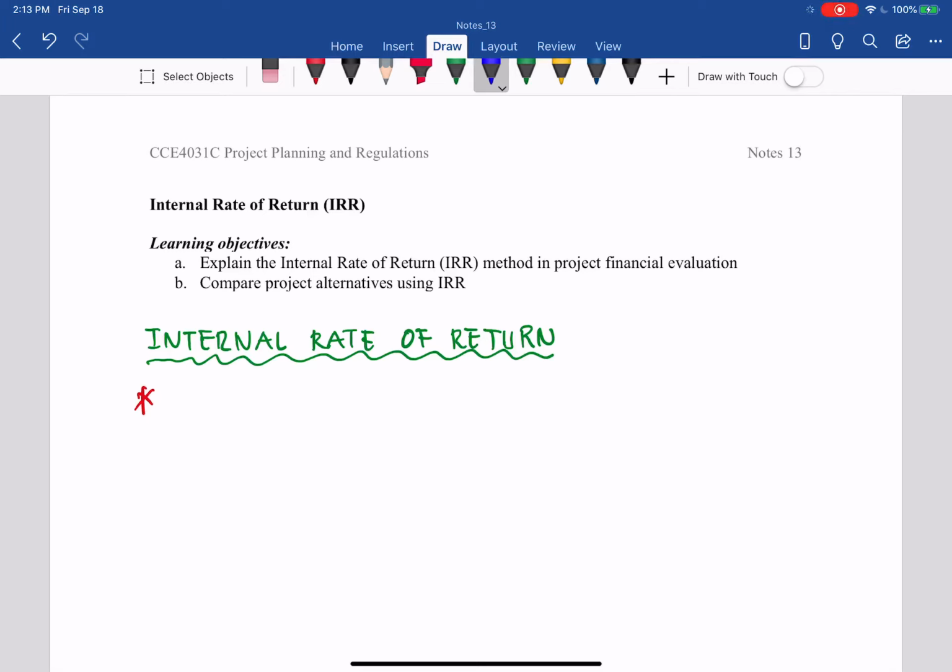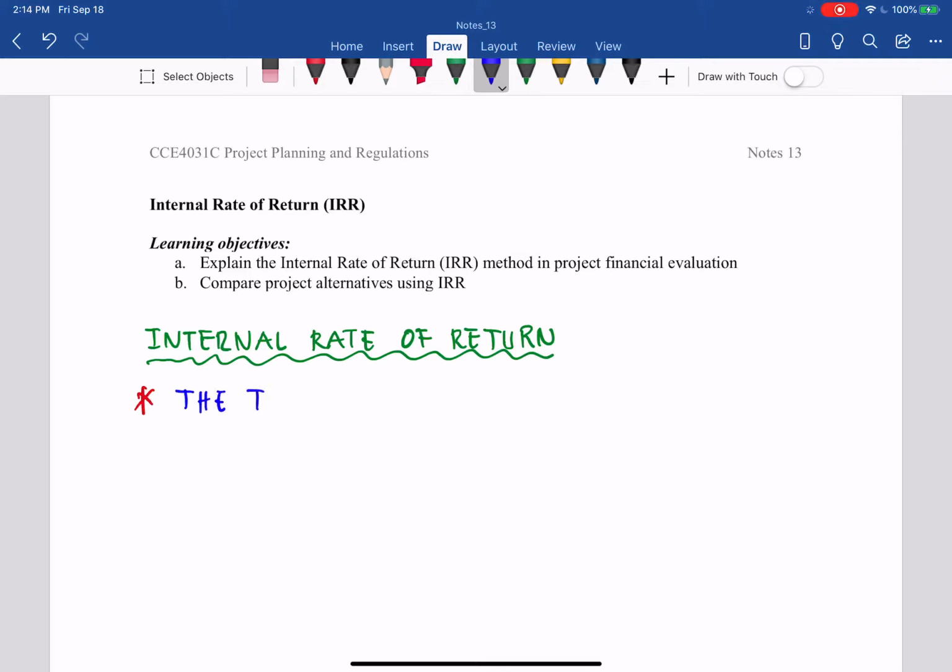The second method for evaluating project alternatives is internal rate of return, IRR. We have two learning objectives today. Explain the internal rate of return, IRR method, in project financial evaluation, and compare project alternatives using this method. First, what is the internal rate of return? Basically, the interest paid or received on the unrecovered balance.